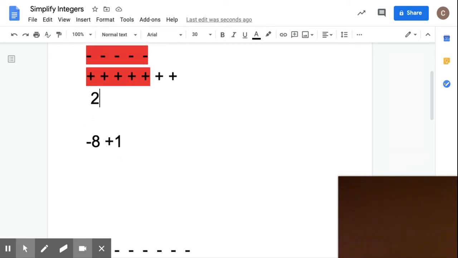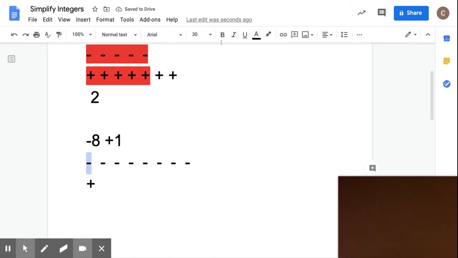Let's look at this one. -8 plus 1. Don't think about whether you should add or subtract, simply think about combining. Do you have more negatives or more positives? You're right, you have more negatives. How many more negatives? Absolutely. Some of you said 7.